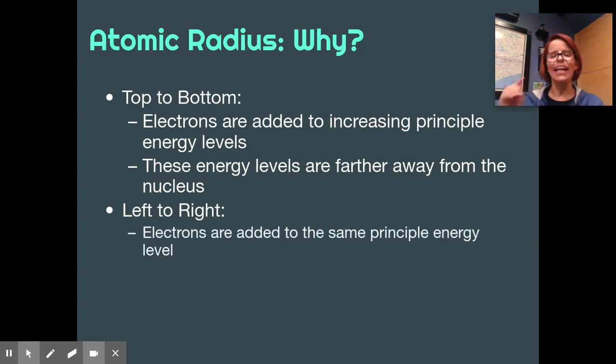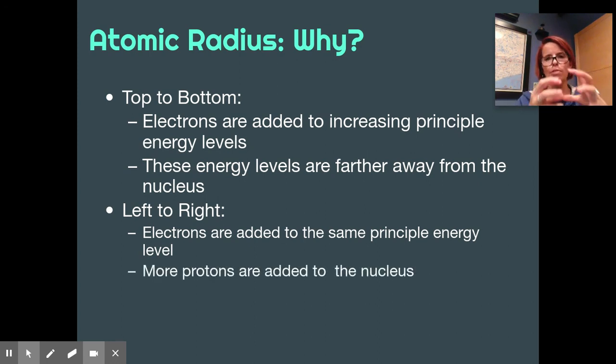As you're going left to right, electrons are added to the same principal energy level. So they're not being added out here and then out here and out here. They're being added in the same area. That's important. More protons are being added to the nucleus on the inside, and protons are attracted to electrons. The electrons aren't being added out here. They're being added as you go across, in the same place, and now the pull of the nucleus is getting stronger and stronger.